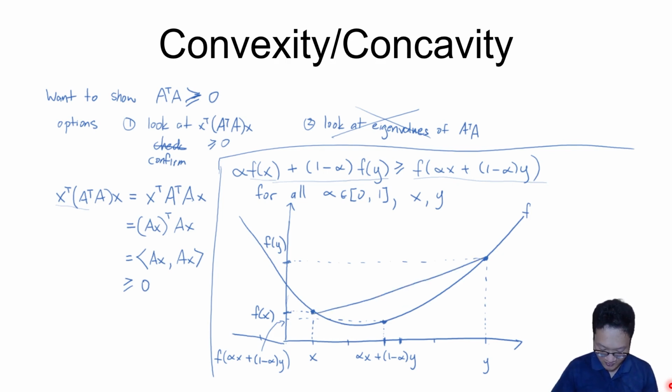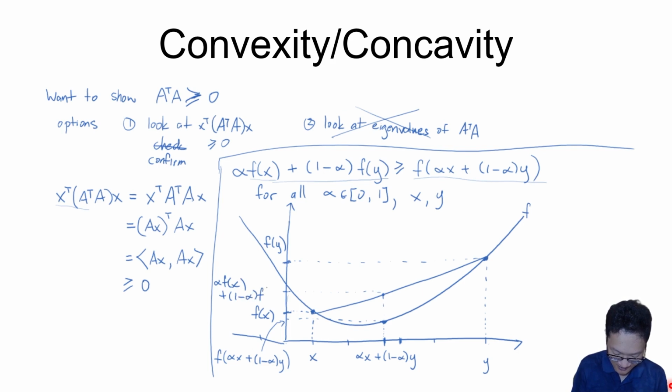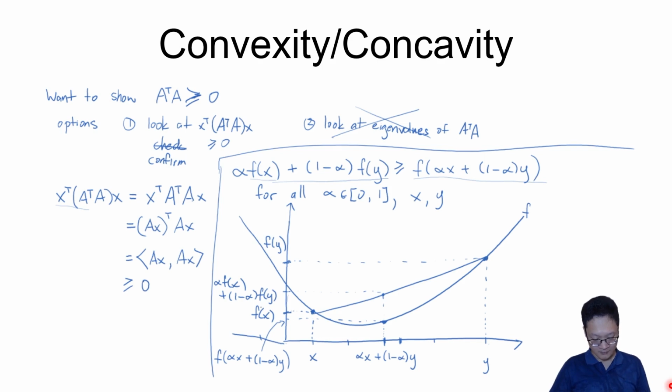In the line joining these 2 points, the value of that line at the location alpha x plus 1 minus alpha y will be exactly alpha f of x plus 1 minus alpha f of y. Maybe take a closer look at this one after the lecture if it's still unclear, and if that's still unclear, please ask me on the course forum.